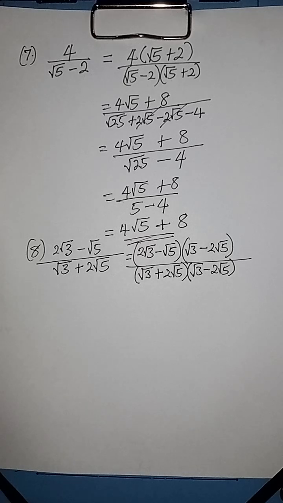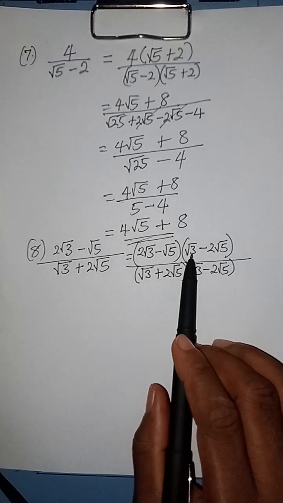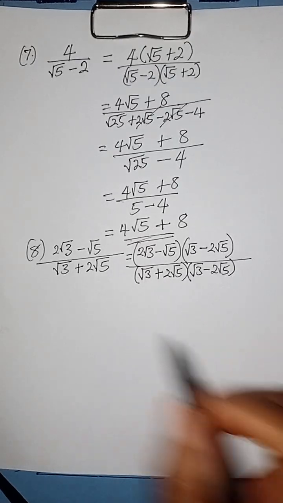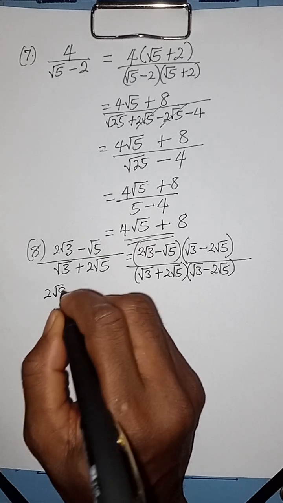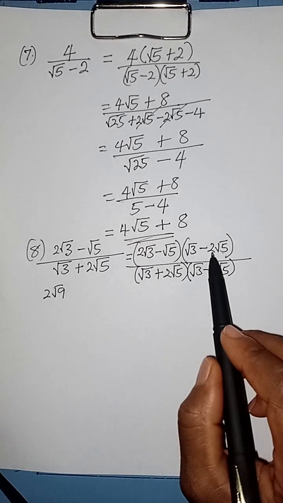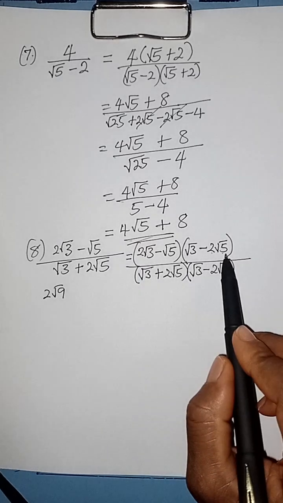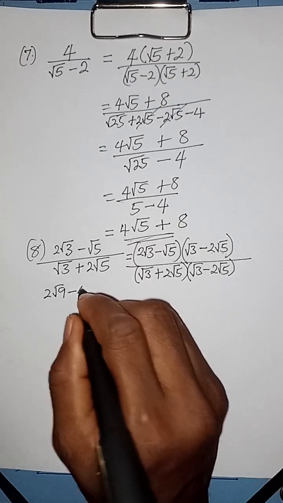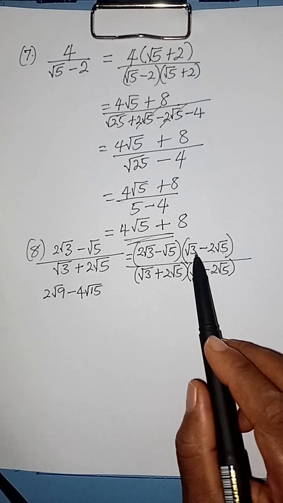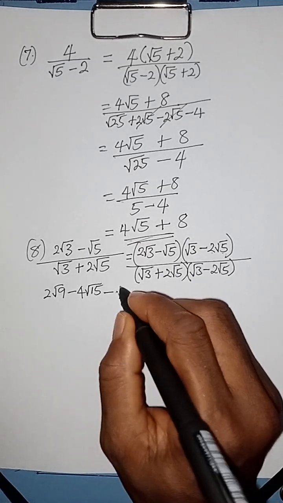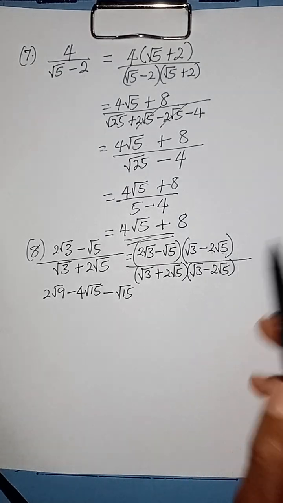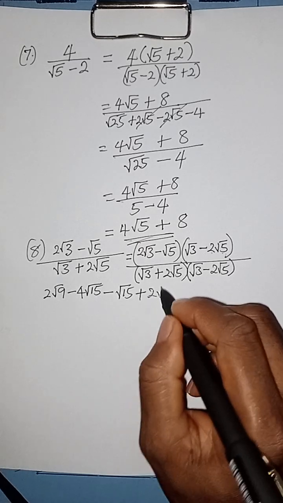Okay, so what next? This times this. You see, the square root can only multiply square root, so it's going to be 2 root 9. So this is 2 root 9. Then this times this. The 2 will multiply 2. The square root will multiply square root. And that should be minus 4 root 15. The same thing here, minus root 5 times 3. It's minus root 15. And then minus root 5 times minus 2 root 5. It is plus 2 root 25.